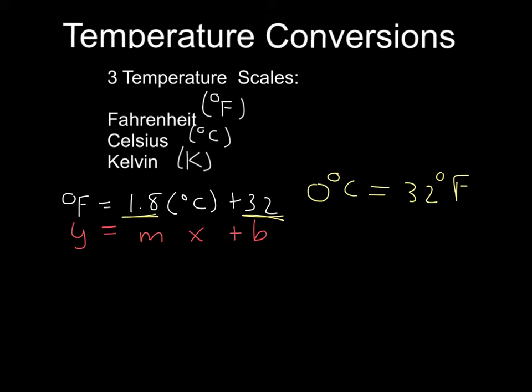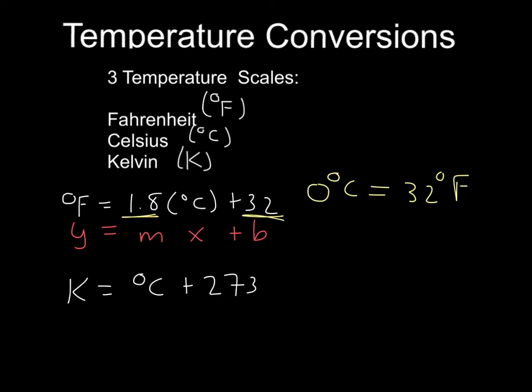Anyway, the Kelvin to Celsius equation looks like this. Kelvin is equal to the degrees Celsius plus 273. Now, you're probably wondering, where does that 273 come from? This is where it comes from.